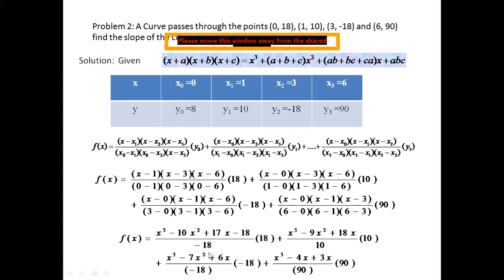Here 18 minus 18, here the minus sign only remaining, this gets cancelled, here 10, 10 get cancelled, this also gets cancelled. So we get this polynomial as minus x cube plus 10x square minus 27x plus 18, because in the denominator there was a minus sign. So when you multiply that minus sign, we get this much. Similarly for the second term, the third term, the fourth term.